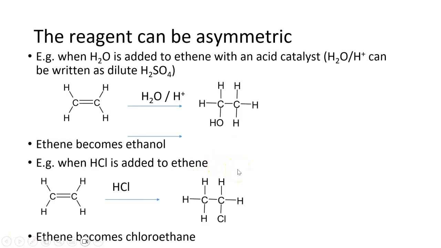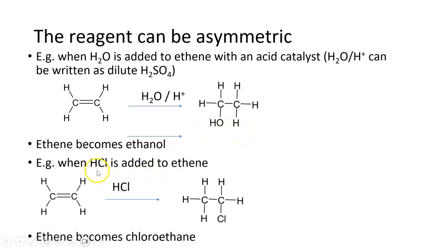The reagent can be asymmetric, i.e. the two groups you're adding don't need to be the same. For example, you can add water to ethene with an acid catalyst. That's the H+ there. The reagent you actually add could be dilute H2SO4. So here's ethene once again. We're adding water with an acid catalyst, and it adds H to one carbon and OH to the other. This happens to be called ethanol.